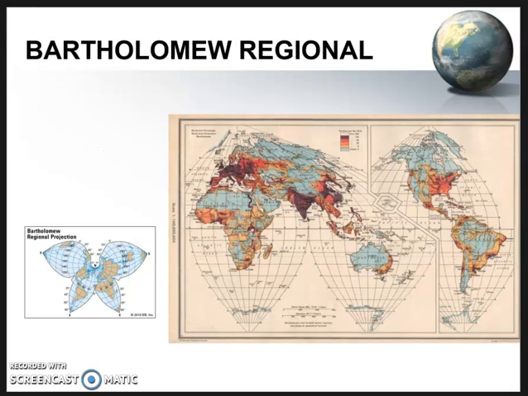Here we have the Bartholomew Regional. This is an equidistant conic projection, and it's used for latitudes above the Tropic of Cancer, which is 22.5 degrees north.